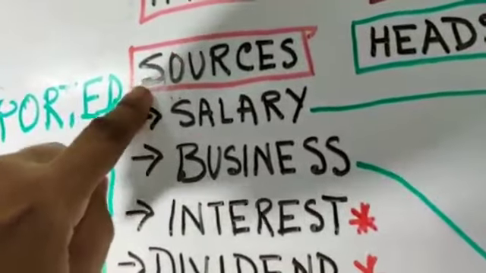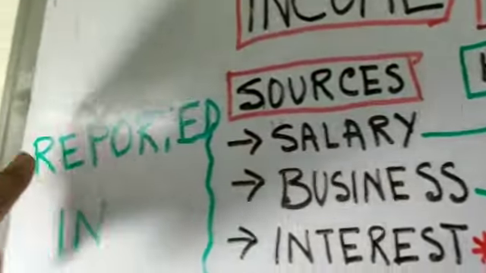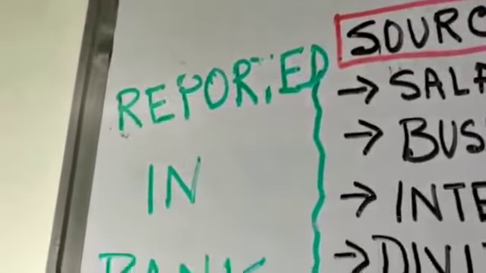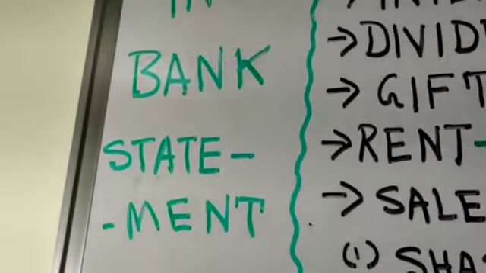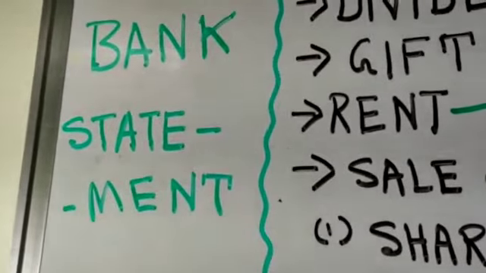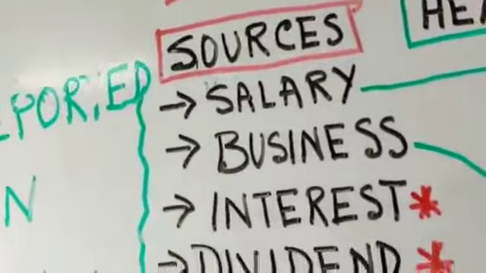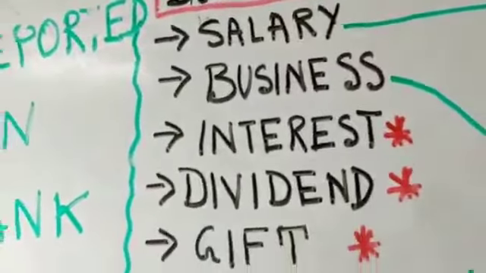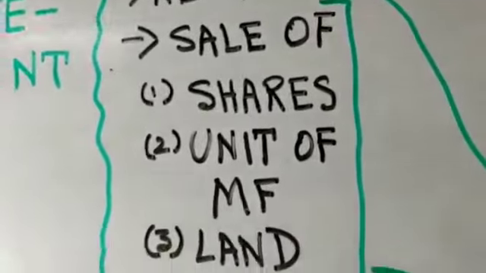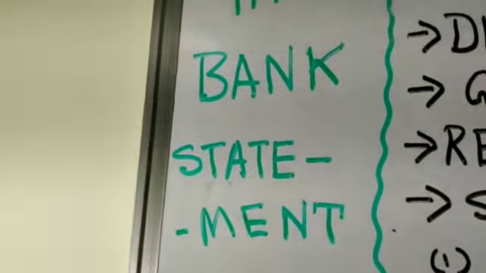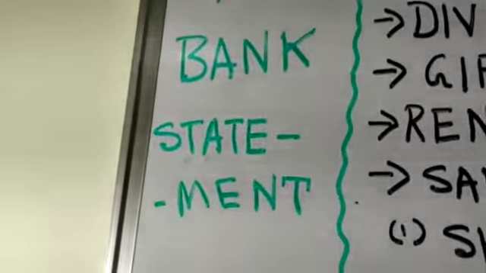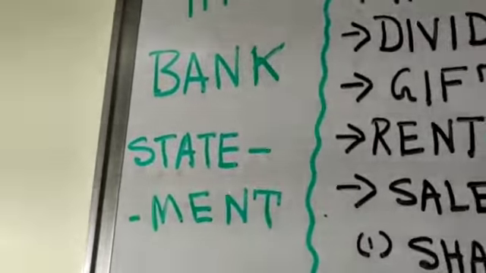So these sources of income are normally captured in my bank statement. When you scrutinize the bank statement, the credit side, the deposit column, you need to scrutinize carefully. Because all sources of my income, be it salary, business, interest, dividend, gift, rent, sale of shares, etc., will be reflected in my bank statement. So my first step is to scrutinize the bank statement, my deposit side.